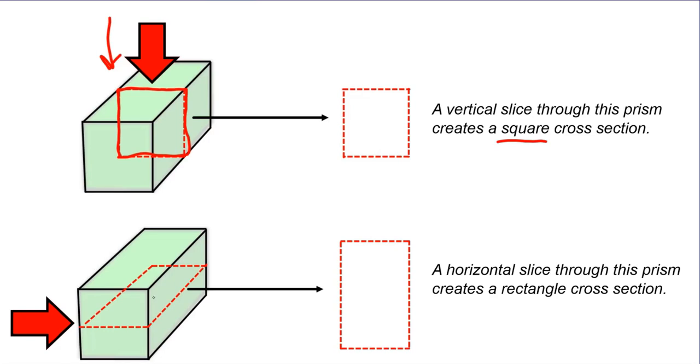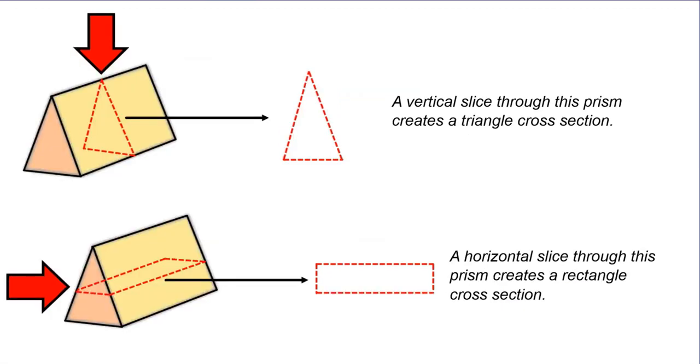Now if we cut horizontally, so if we cut this way, the shape that's created when we cut horizontally, we cut through it from left to right, that's going to be a rectangle. So we would say a horizontal slice through this prism creates a rectangle cross section. Here I have a triangular prism, and again, if I cut vertically, if I cut up and down, that's going to create a triangle cross section. But then if I cut horizontally through this, I'm actually going to create a rectangle. So we create different shapes when we cut a solid in different directions. So a horizontal cross section would result in a rectangle of this.